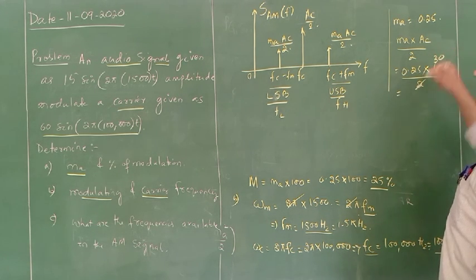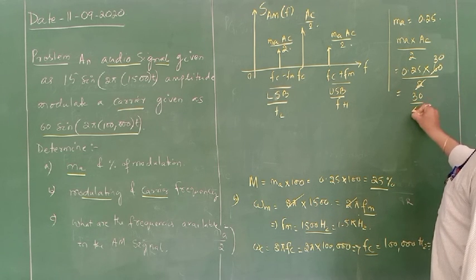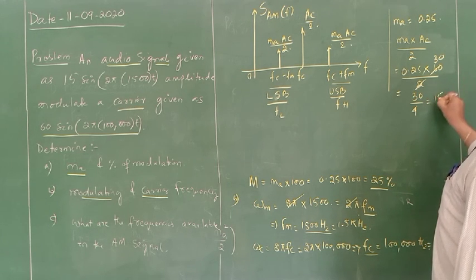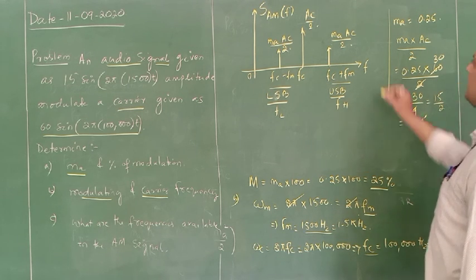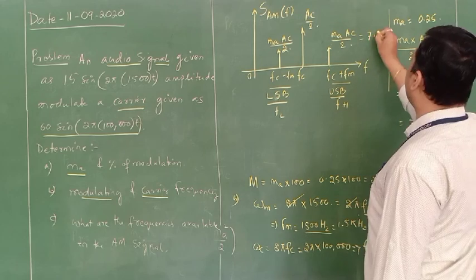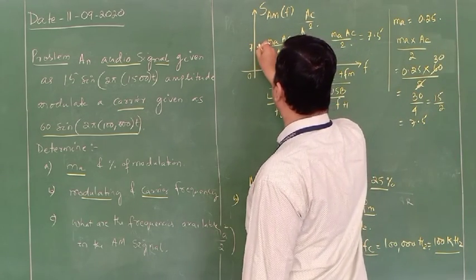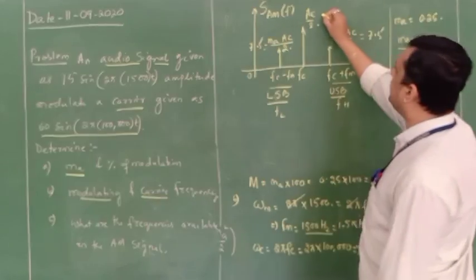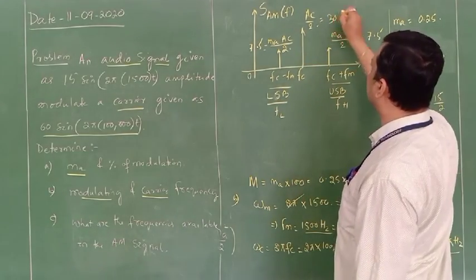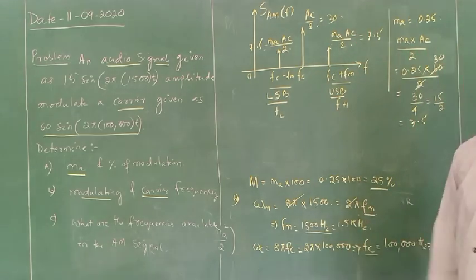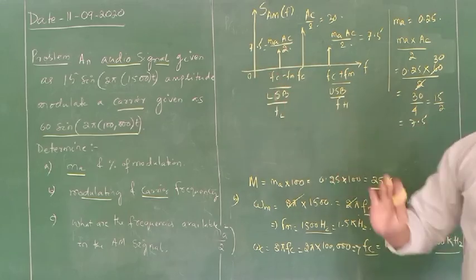So 0.25 into 30 will be how much? 30 divided by 4. So it is 15 by 2. So it is 7.5. So here I will write 7.5. Here also I will write 7.5. And Ac by 2 means Ac is 60, by 2 means it is 30. So this is my amplitude available in this particular frequency position.